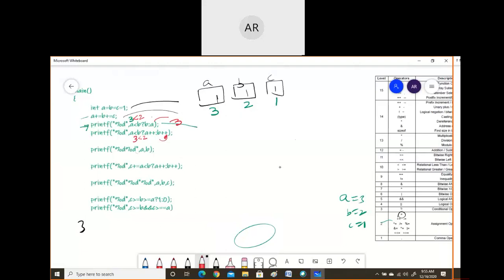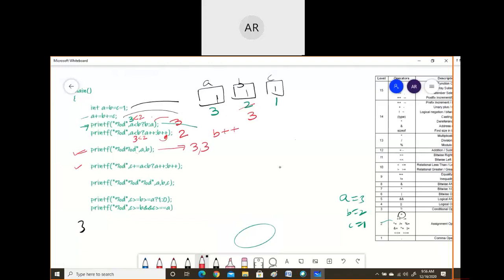In the same way, 3 less than 2, so the answer will be b plus plus. What is the current value of b? That is 2, right? But this is the post increment operator, right? So in the next line the value will be incremented, right? So if we talk about line number 3, then a and b. What is the value of a? A will be 3, and what will be the value of b?